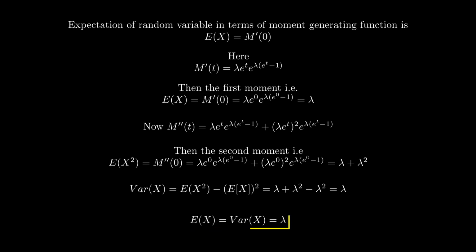So it would be equal to lambda plus lambda square. Now variance is defined as E(x square) minus square of the expected value, that is again lambda plus lambda square minus lambda square, which is equal to lambda. So in Poisson distribution, expectation and variance are equal, which is equal to lambda.